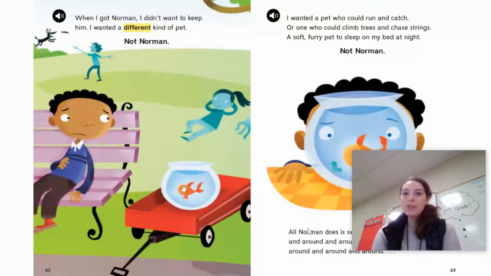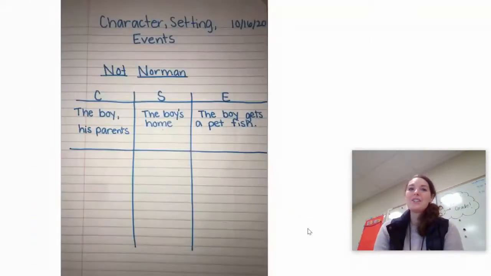I'm going to skim through the story since we should have already read it yesterday. I'm going to remind myself what happened by looking at the pictures. First, I see that Norman is a pet fish, and the boy is looking over at the fish kind of upset. He doesn't look too happy. So that is our first addition to our character, setting, and event table.